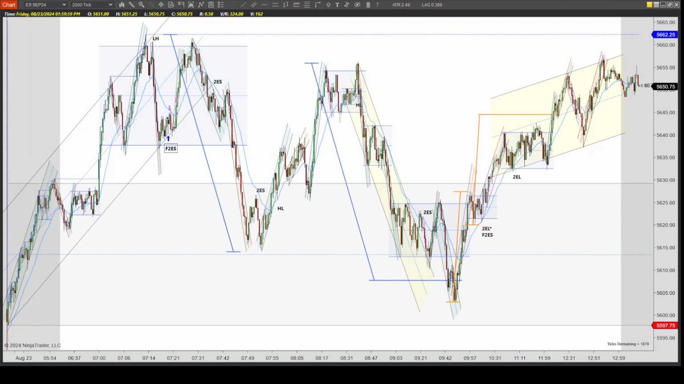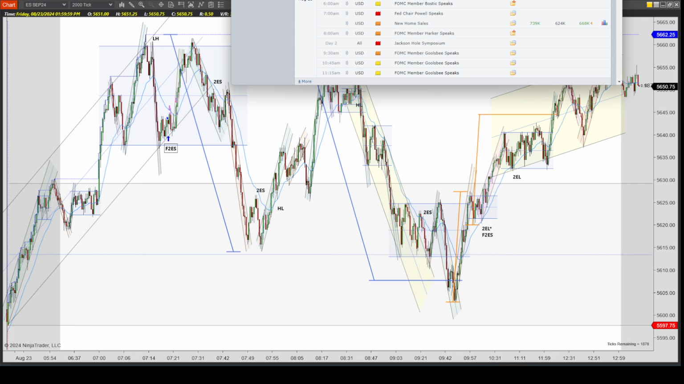August 23, 2024. This is the S&P 500 E-Futures Mini on a 2000 tick chart using NinjaTrader 8. This is what the chart looked like today. There were a lot of little knee-jerk reactions that happened today because there was quite a lot of information coming out today. This is just off of Forex Factory.